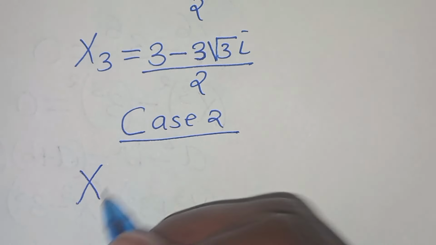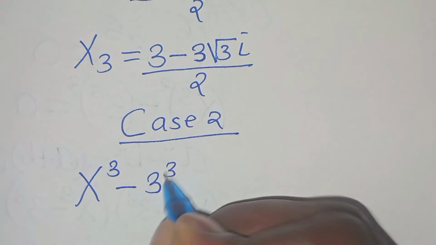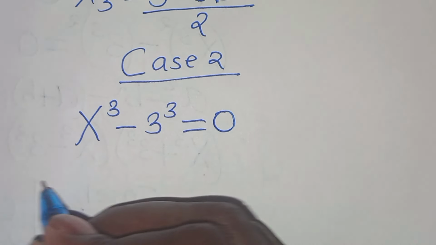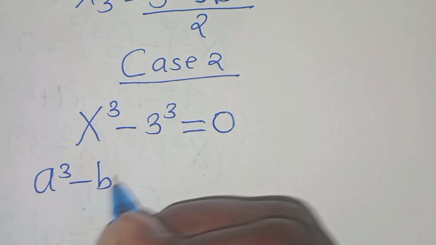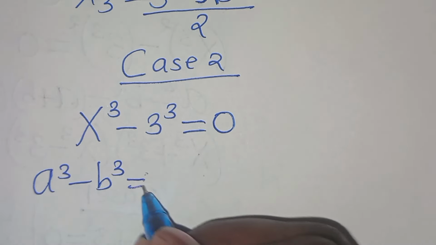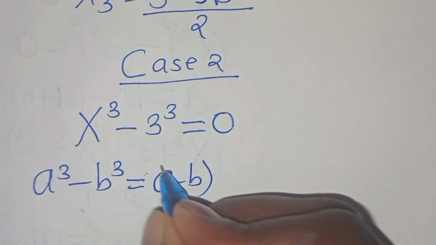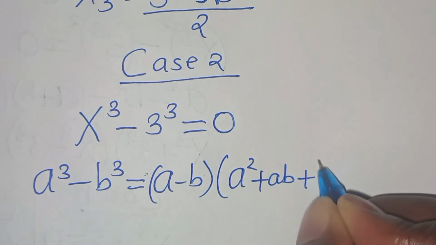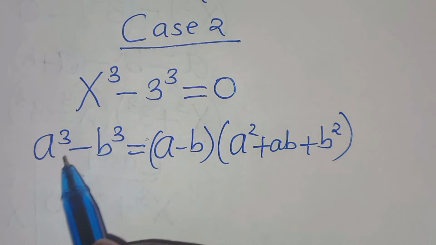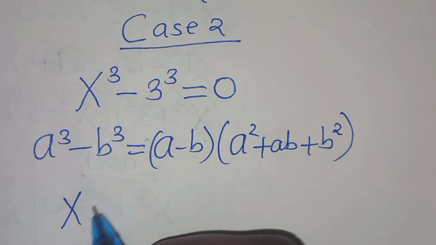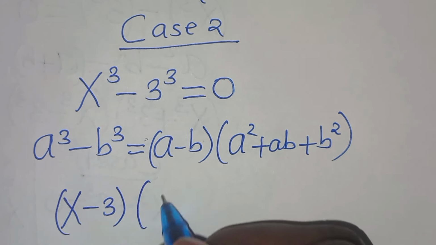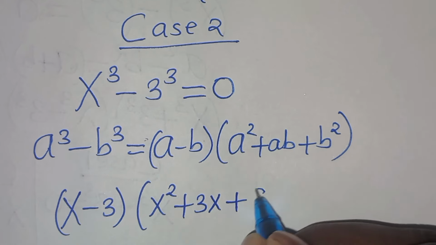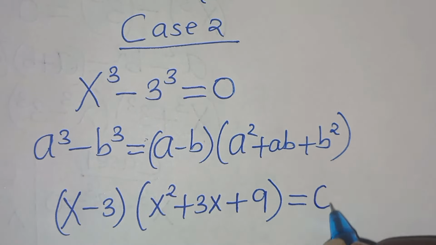We have x to the power of 3 minus 3 to the power of 3, and this is equal to 0. This equation here is of the form a to the power of 3 minus b to the power of 3. This is the difference of two cubes that we can express as a subtract b into the parentheses a to the power of 2 plus a times b, then plus b to the power of 2. Applying this identity, then we have x subtract 3, then x to the power of 2 plus 3 times x, which is 3x, then plus 3 squared, which is 9. This is equal to 0.